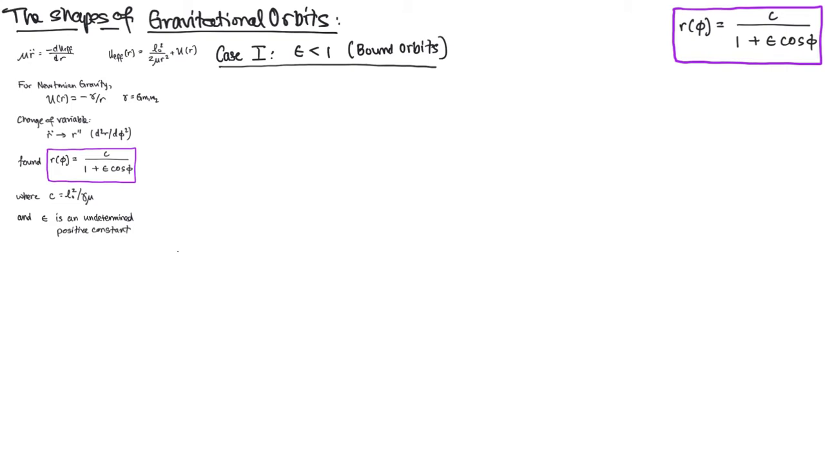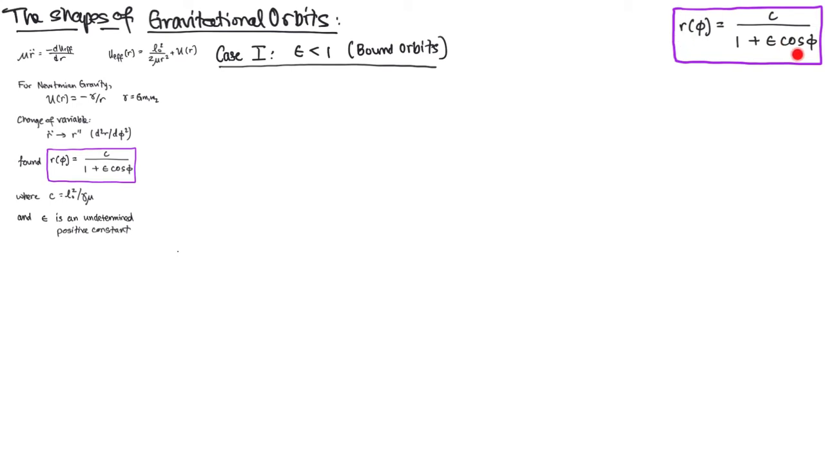Okay, we moved all of this work to the side, and we're going to step through 3 different cases. The first is case 1, where epsilon is less than 1. We're going to see that those lead to bound orbits. Cases 2 and 3 will be epsilon equal to 1 and epsilon greater than 1. The reason that we break up epsilon into the cases of bigger than or less than 1 or equal to 1 is whether or not this denominator can be 0. In other words, whether or not r can get arbitrarily large, go to infinity.